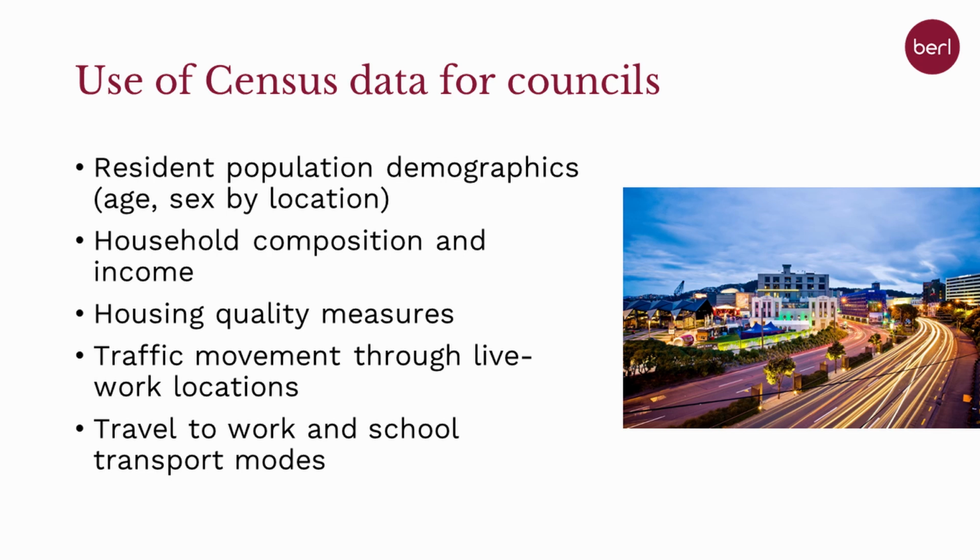Housing quality measures and household tenure, which enables councils to monitor dampness and mold issues in their houses, split across those that are rented or owned. Also, councils can use the level of households lacking access to internet, phones, heating, working showers or fridges. Traffic movement monitoring through understanding where people live and where they work.